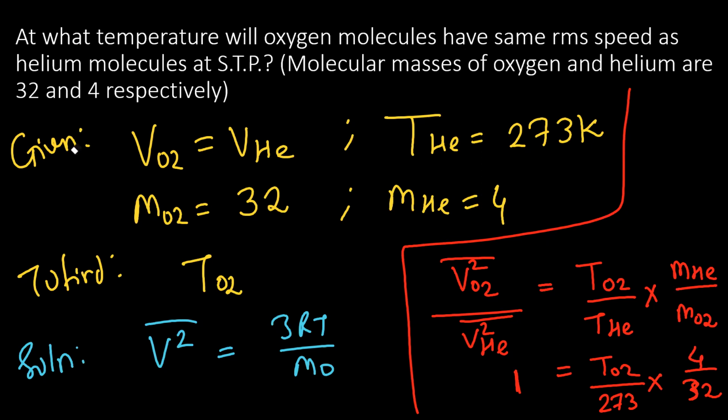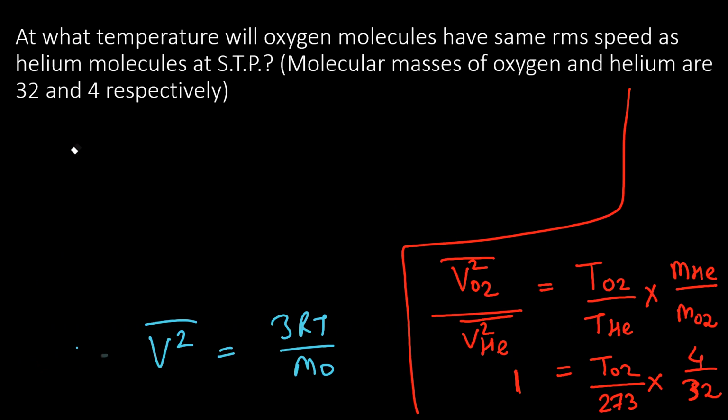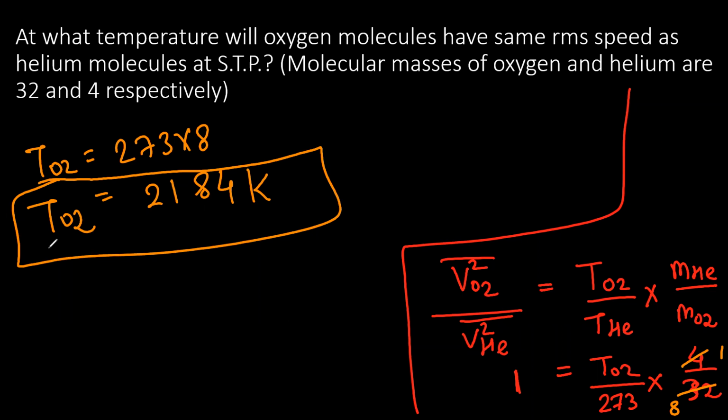Okay, I'll erase this part so you can solve it. First of all, here the 273. So 4 ones are 4, 4 eights are 32. So what is T O2? It's 273 into 8, so it will become 2184 Kelvin. If you solve it, this is T O2. So T O2 is 2184. Done. Simple type of question. Okay, sure. Let's move to the next.